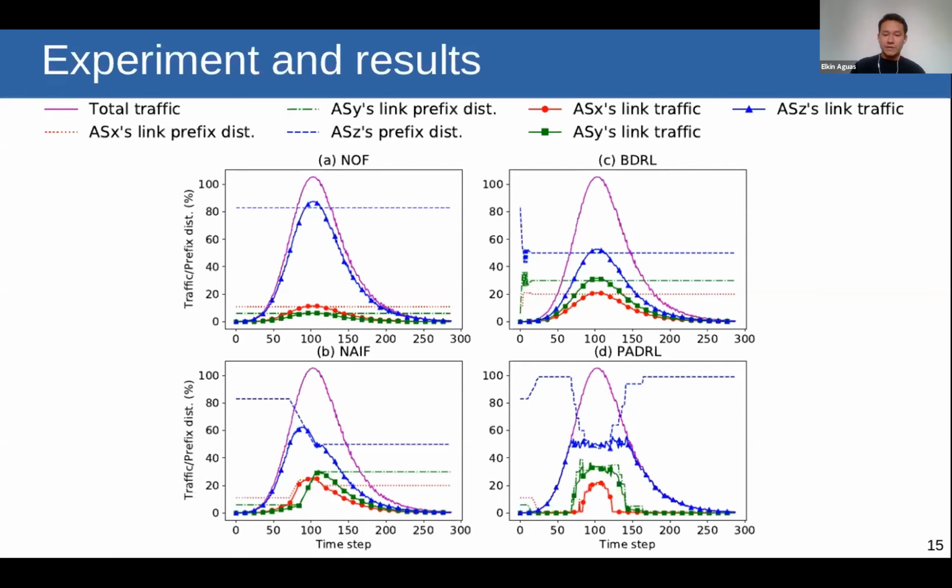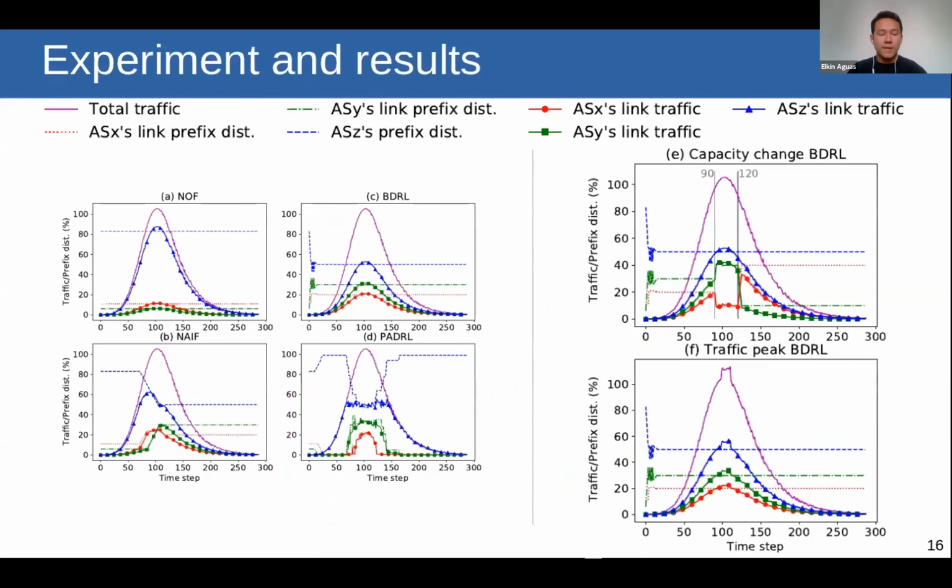When the day passes by, we see that the traffic starts increasing, and it's time to redistribute prefixes. At this point, the model knows that it has to move prefixes from the blue link to the green link, which is second in priority. This is solely based on the reward function that I showed you before. So it is interesting to see that the model learned how to optimize the distribution based on this prioritization.